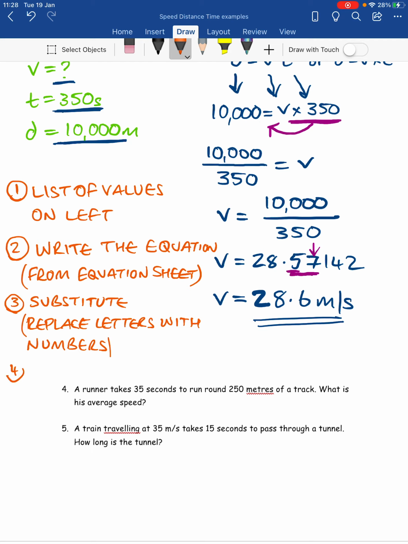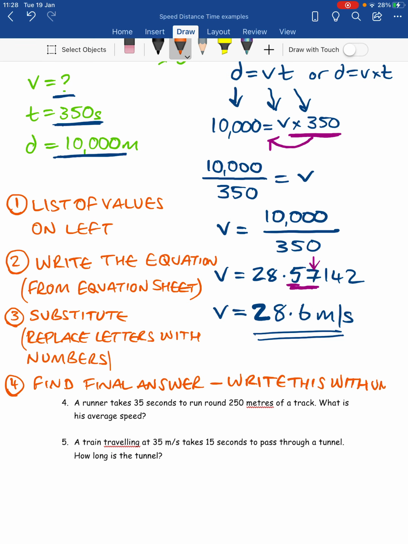And then your final step is to find the final answer and write this with units. Because your final mark can't be given if your final answer doesn't have units. So you're following the same steps that I've just shown you for every single equation problem.